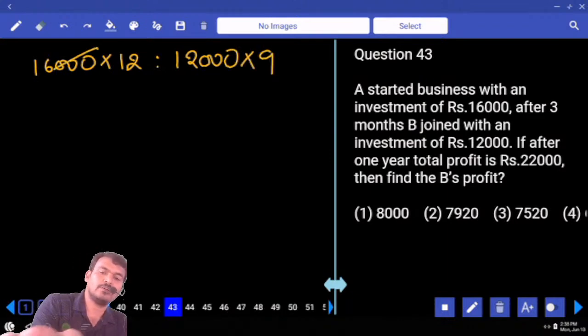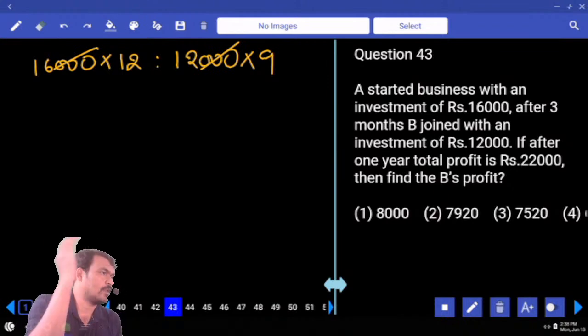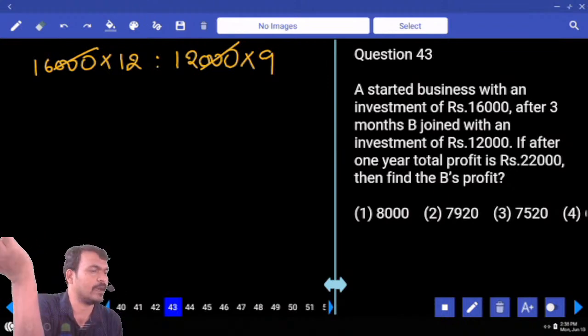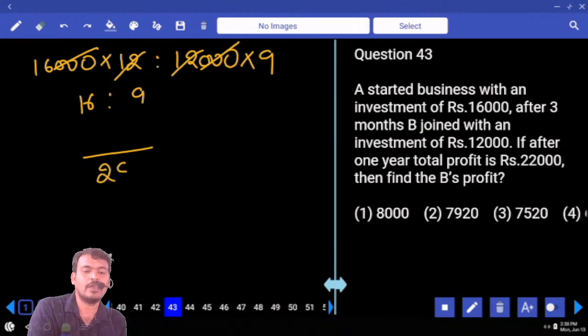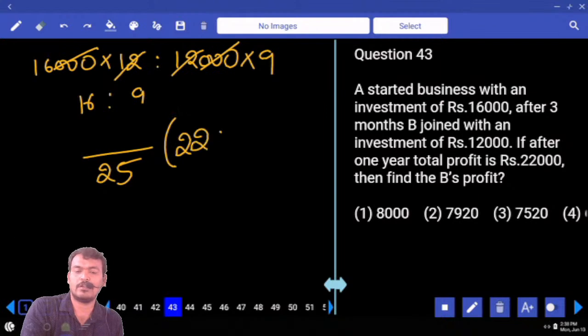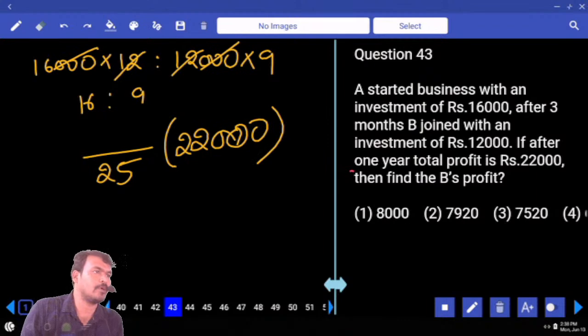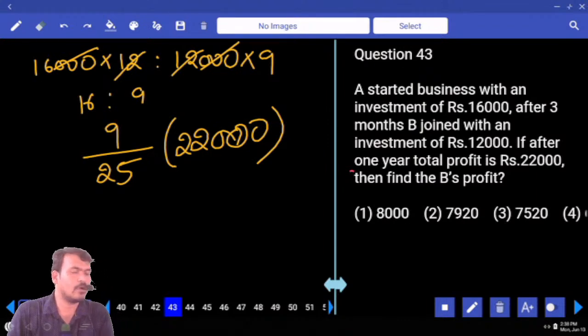First of all, the 3 zeros are cancelled. Profit is nothing but investment multiplied by time. Again 12 gets cancelled. What are the remaining values? 16 is to 9. Profits are distributed 16 is to 9. Total profit is 25 parts, and the 25 parts value is given as 22,000. But we require the B profit, so we need 9 parts.